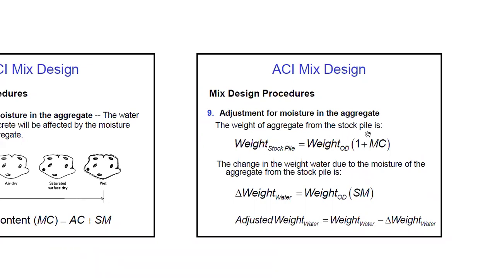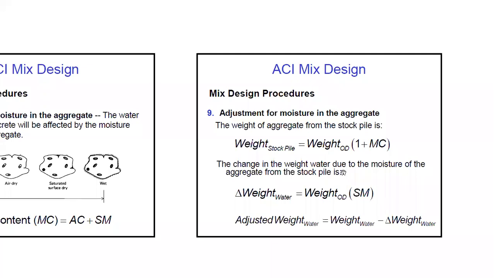The weight of aggregate from the stockpile is equal to the weight of oven dry multiplied by 1 plus moisture content. You see, so this would be oven dried weight plus weight of oven dried multiplied by moisture content. So you are adding some moisture content into the aggregate because it is from the stockpile. The stockpile aggregate is going to have some moisture content in it.